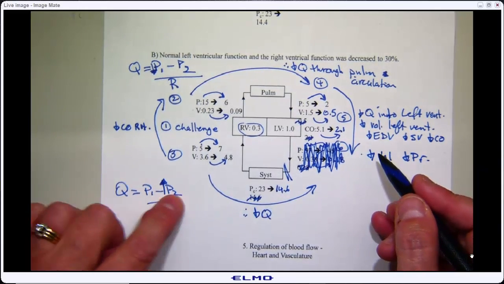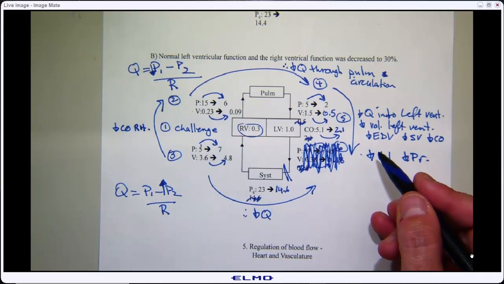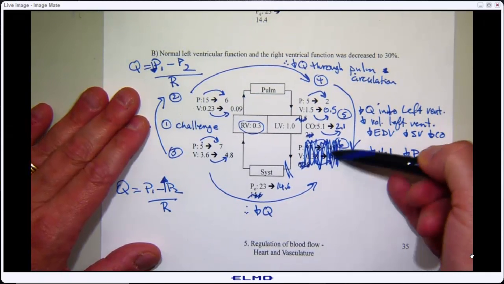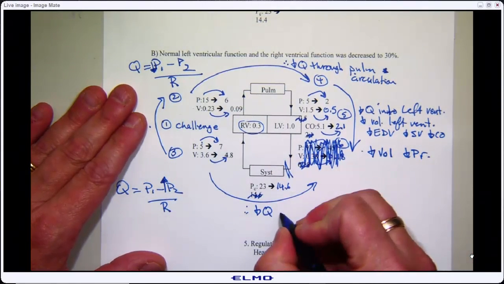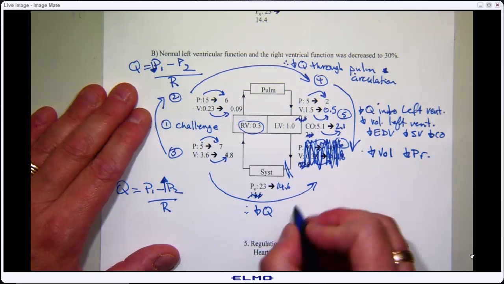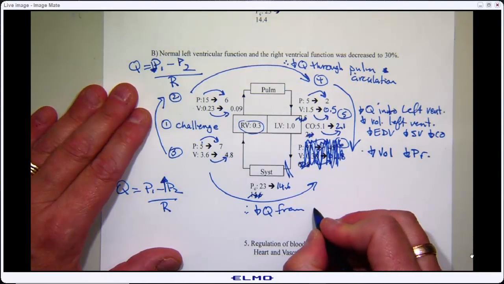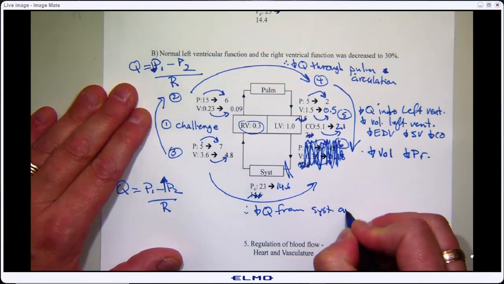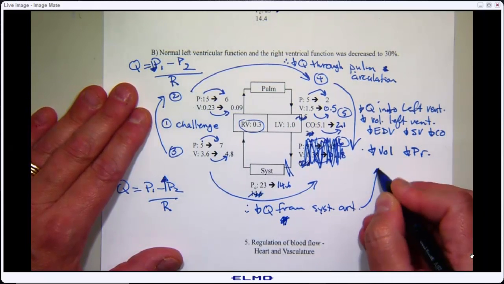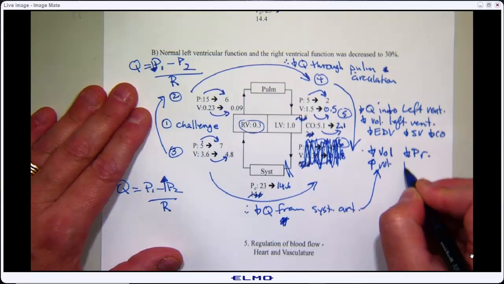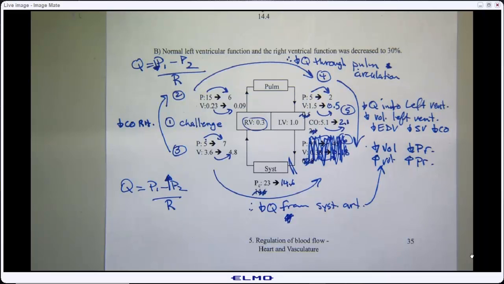Okay? It's harder. Why is it harder? Because there's less of a pressure gradient, so less flow is going to go from here to here. If less flow is going, so decreased flow from systemic arteries, which means an increase, let's go here, which would result in an increase in volume and an increase in pressure.